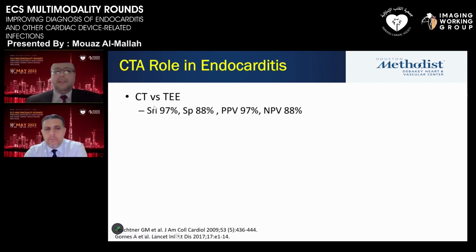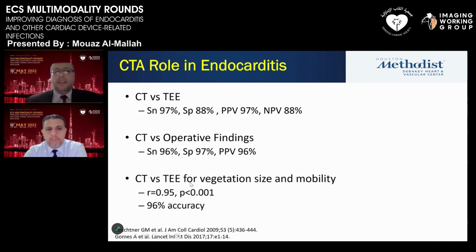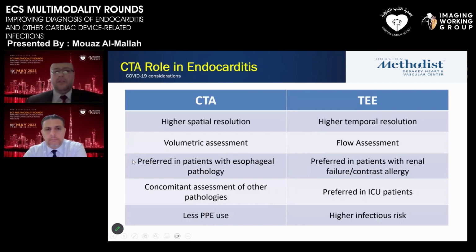Now, in terms of diagnosis of endocarditis, CT versus TEE sensitivity is 97% if we are using TEE as a gold standard, and specificity is 88%, with very high positive and negative predictive value. If we take it against operative findings among those that go to the operating room, sensitivity is even higher, and the positive predictive value is high. And for size, vegetation, and mobility, it is accurate, but again, we could be underestimating, and a very small mobile structure we may not see very well.